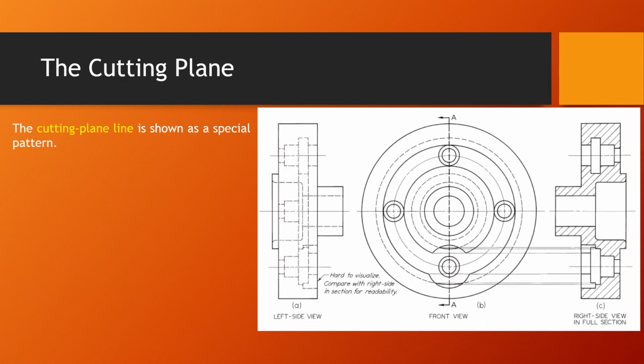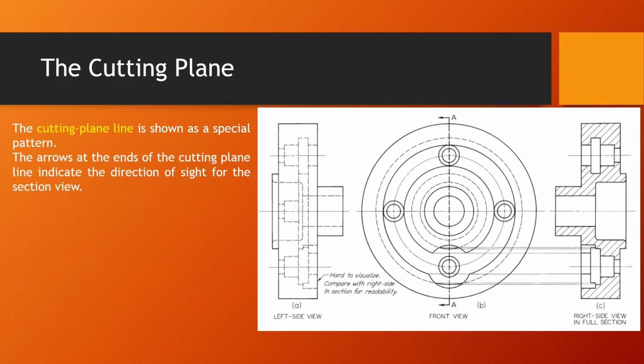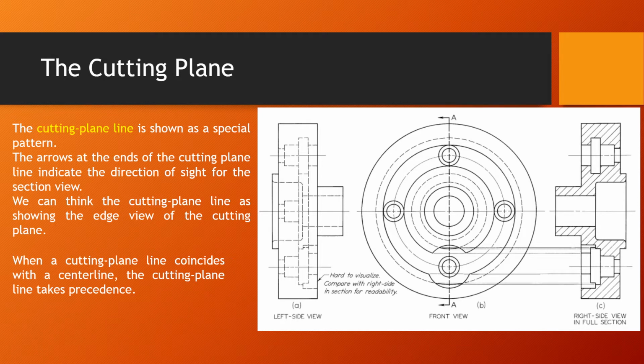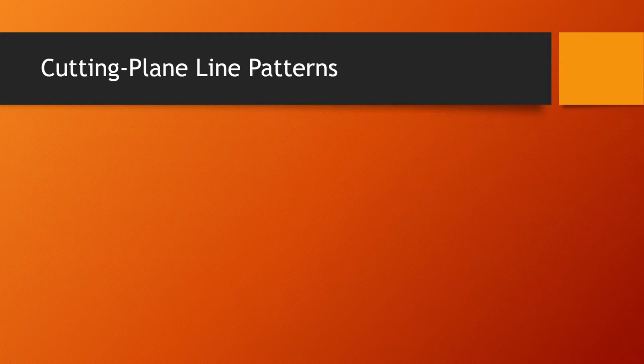The cutting plane line is shown as a special pattern. The arrow at the end of the cutting plane line indicates the direction of sight for the section view. This arrow. We can think of the cutting plane line as showing the edge view of the cutting plane. When a cutting plane line coincides with a center line, the cutting plane line takes precedence.